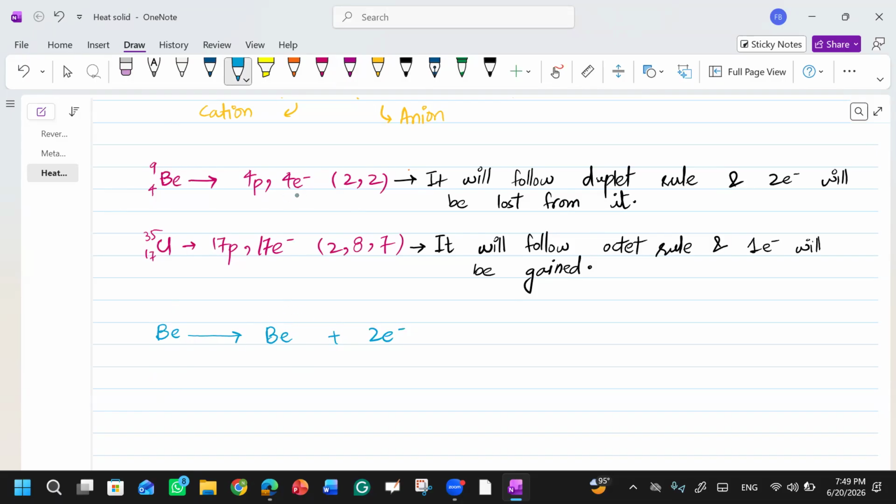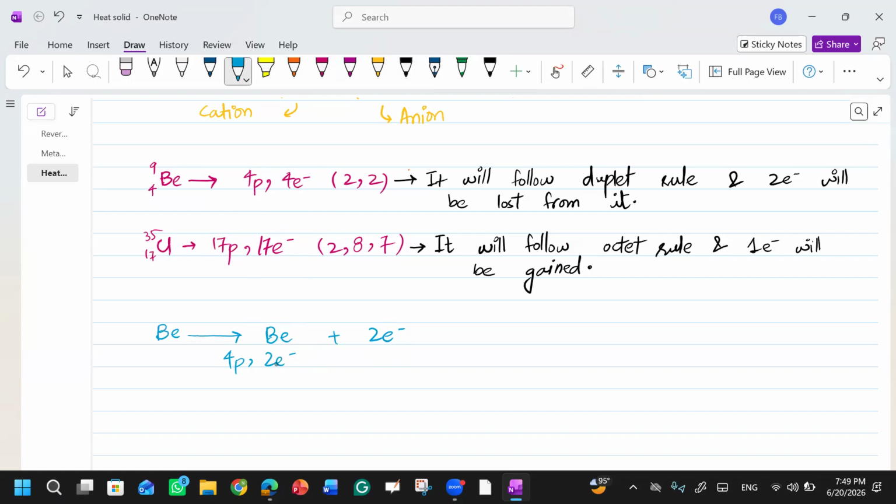Initially there are how many protons? There are 4 protons in the neutral atom, so there are also 4 protons now. What about the electrons? Initially there were 4 electrons. Now it has lost 2 electrons, so 2 electrons are now there.